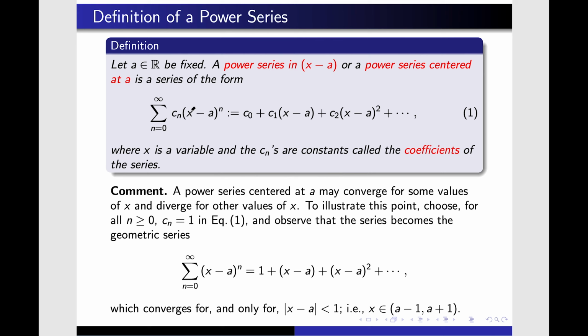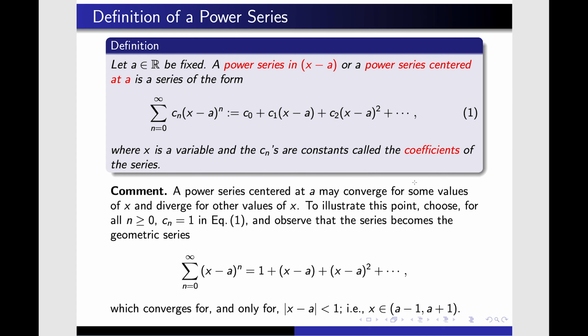For example, if x is a, what is this? If x is a, this whole thing becomes 0 except for the first term, which is c sub 0. Except for the first term, all the others are 0. So the sum becomes c_0, and hence it's a convergent series. So when x is a, I have a convergent series, and its sum is c_0. What I'm saying is that a would be part of the domain of this function, of this series.